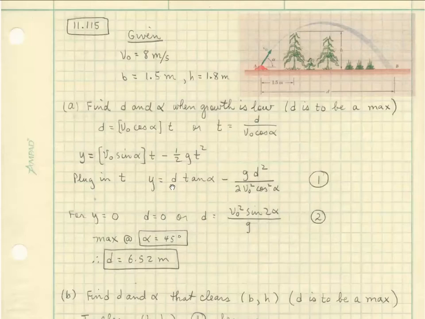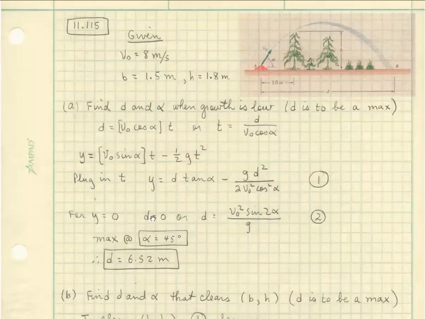And when we do, this reduces down to y is equal to d tan alpha minus g d squared over 2 v naught squared cosine squared alpha. That's going to be called equation 1. For y equals 0 in this equation right here, you've got a quadratic, but there's no constant term, so you can factor out. Either d is equal to 0 or this term right here, tangent alpha minus g d over 2 v naught squared cosine squared alpha, is equal to 0. So you get two solutions, d equals 0 and d is equal to this.